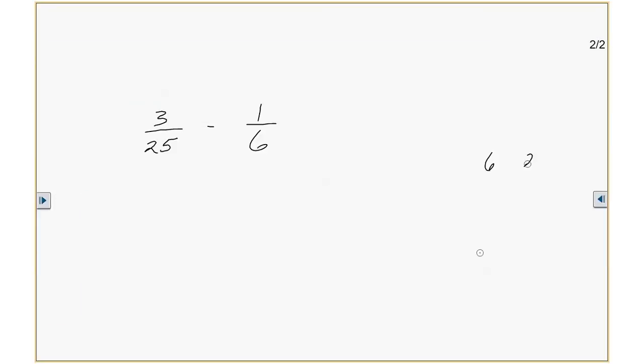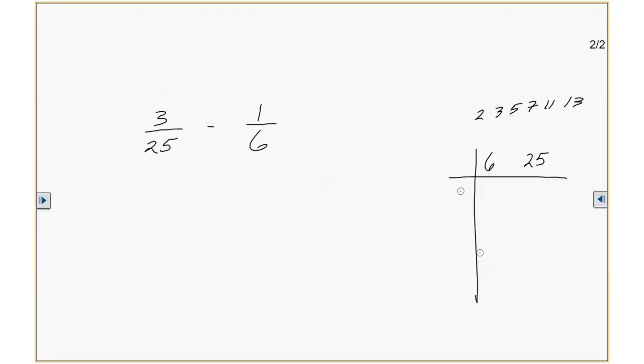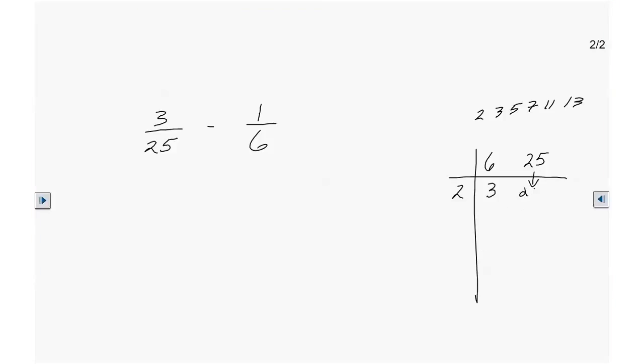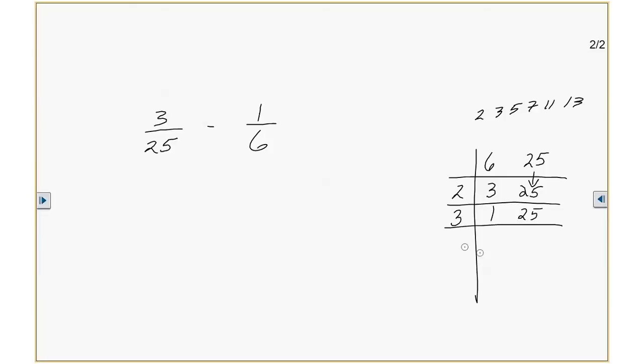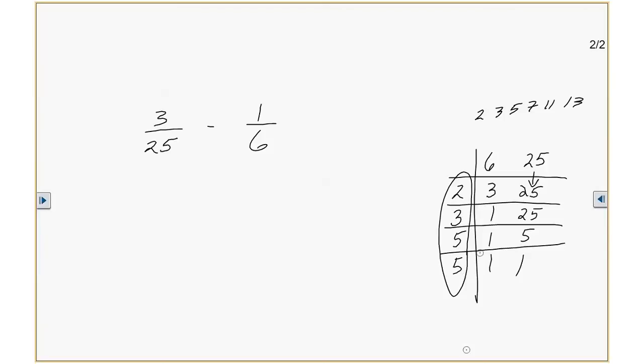2, 3, 5, 7, 11, and sometimes 13. 2, 3, 25. 3, 1, 25. 5, 1, 5, 5, 1, 1. So what is 5 times 2? 10. And 10 times 15 is what?